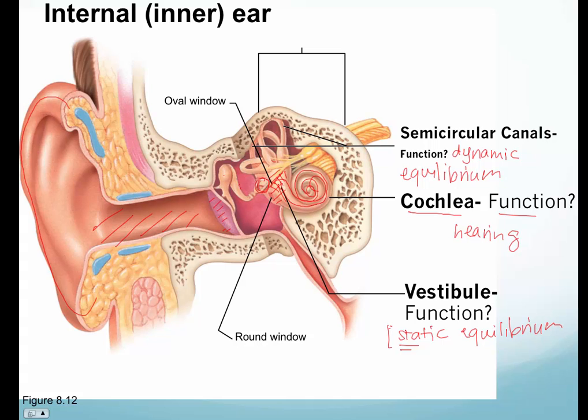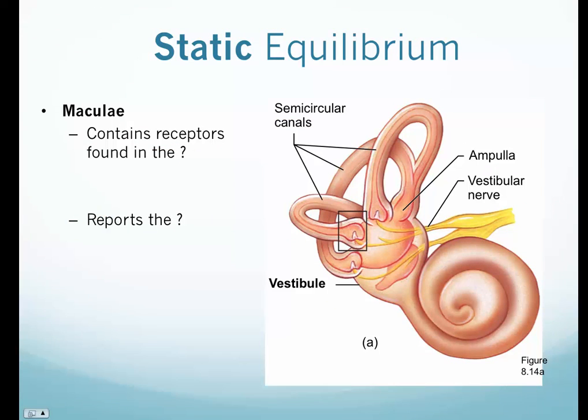And then we also have more fluid found within these semicircular canals, and of course, more fluid here in your vestibule. We're going to go over how we can determine the movement of your head by looking at static equilibrium. Here we have receptors found in the membrane sac of the vestibule, and that's what we call the macula.